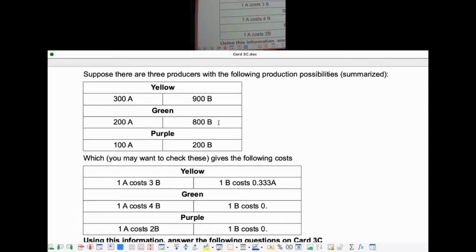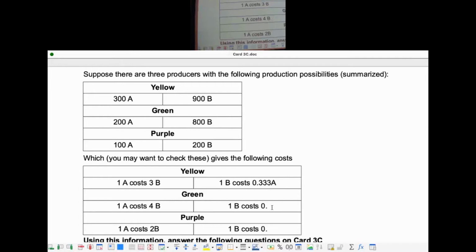So from this, if 200 A's basically cost you 800 B's, if you divide this by 200, you get 1A. If you divide this by 200, you get 800 divided by 200 is 4 B's. And so that's why it says here, 1A costs 4 B's. That's already been filled in. Does that make sense? Anybody want to tell me how much 1B costs if green is making it? 0.25, right? Because it's 1/4.